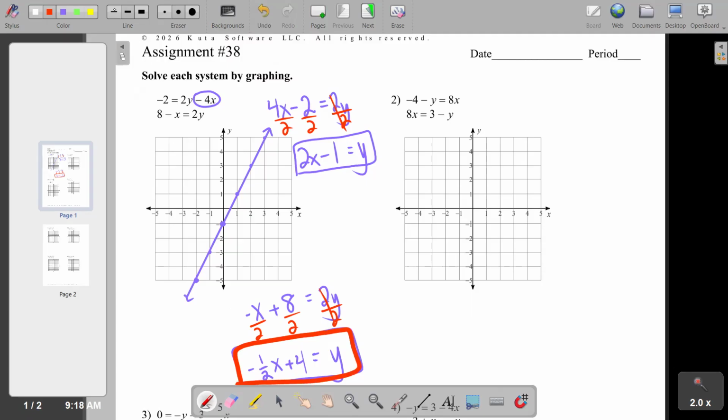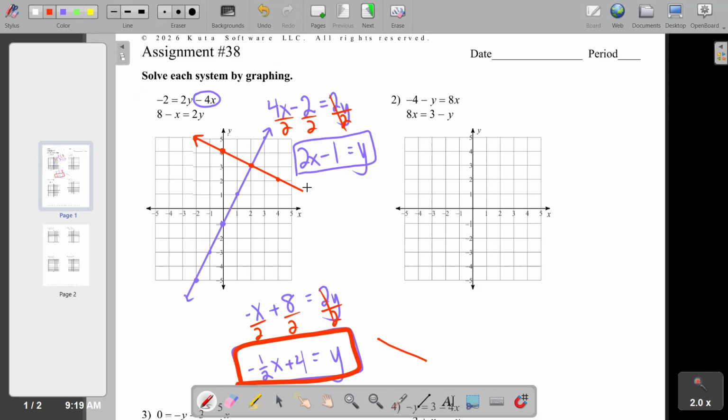So that graph is going to start at up 4, and its slope is negative 1/2. The line, since it's negative, has to go downhill like that. So I'm going to go down and right, or up and left. And I'm going to graph the line.